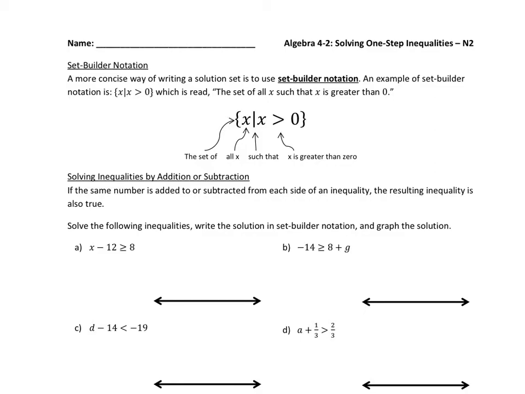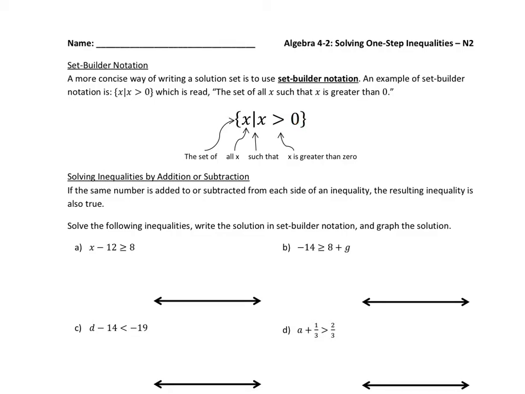Set builder notation. A more concise way of writing a solution set is to use set builder notation. An example of set builder notation is the following, which is read: the set of all x such that x is greater than 0. So again, the brackets tell us the set of all x such that x is greater than 0.